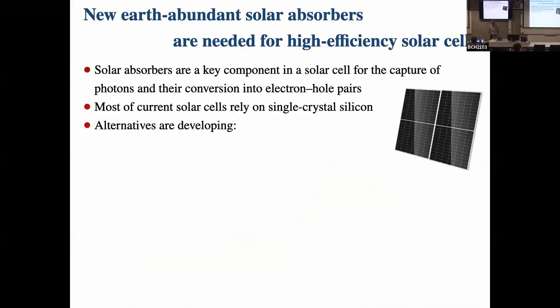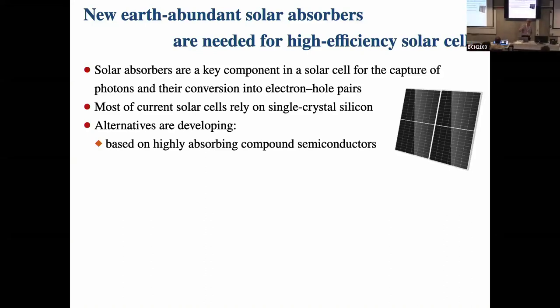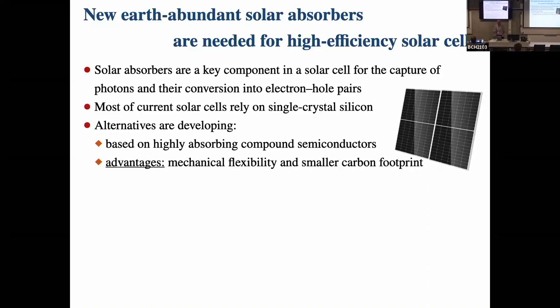And what you want is to develop alternatives, because we would like to have things that are based on highly absorbing semiconductors. Silicon has an indirect band gap, and that can be a problem. And also you would like to have thinner materials in such a way that you can have mechanical flexibility and a smaller carbon footprint, okay?